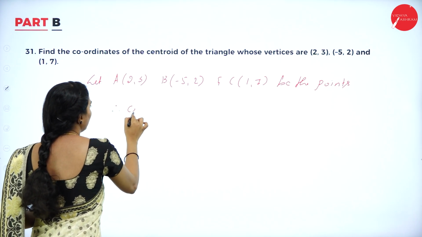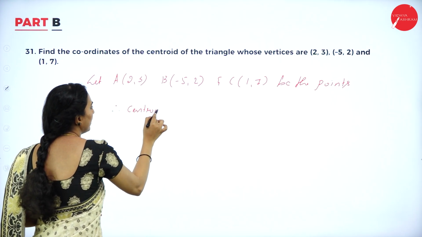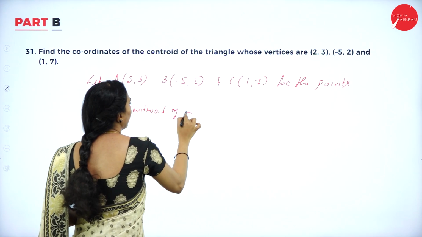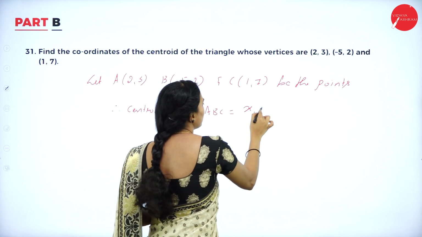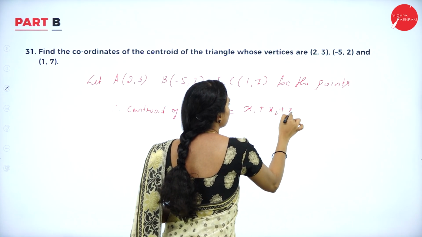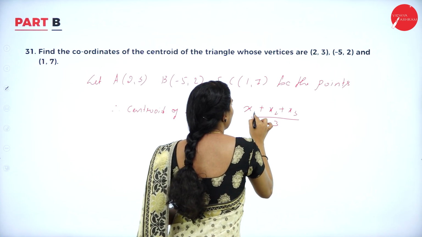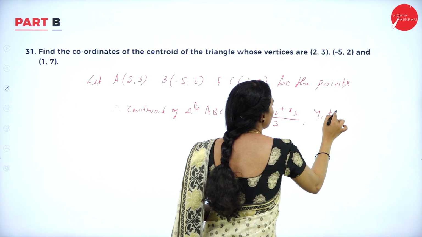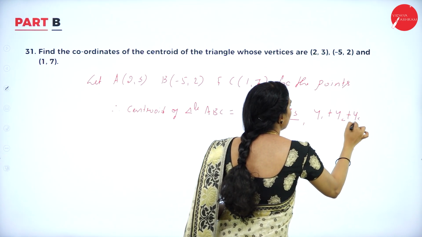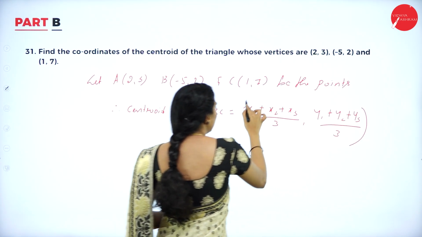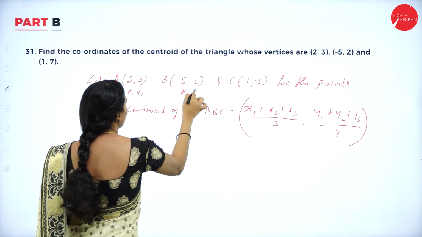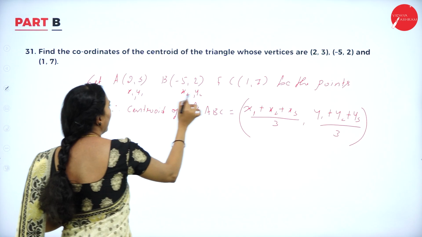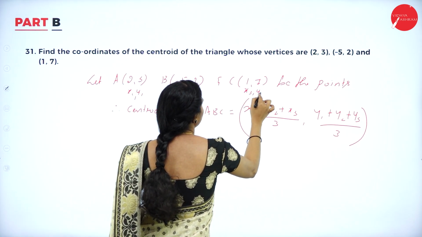Therefore, centroid of triangle ABC is nothing but x1 plus x2 plus x3 divided by 3, comma, y1 plus y2 plus y3 divided by 3. Now you can take this one as x1, y1, this is x2, y2, okay, and this is x3, y3.